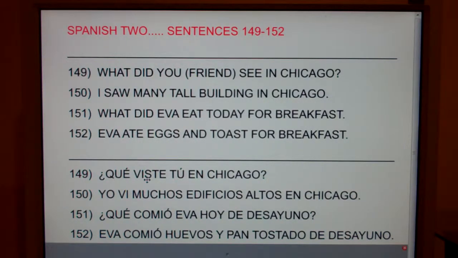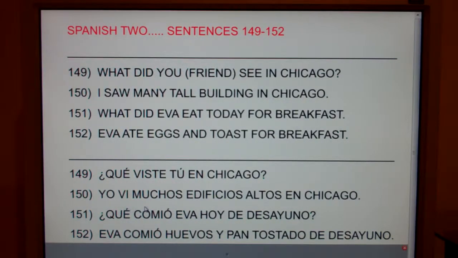Now, ver in the present tense is a regular verb except for the yo form. It's not yo vo, it's veo. Remember the song? Veo, veo, veo is I see. Since it's irregular in the present tense, a tiny little bit, it's a tiny little bit irregular in the past tense. The only thing about ver that's irregular in the past is it doesn't have accents. Remember this chant: Ir ser, dar ver, no accents anywhere. So literally, what saw you in Chicago?